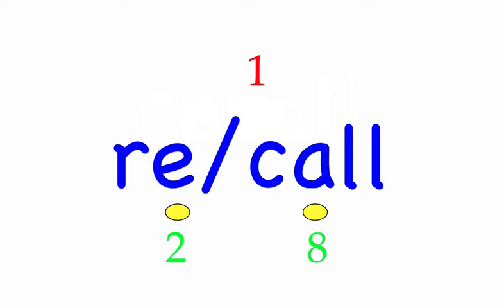Recall. A in this word is representing its extra sound. When A comes at the end of a syllable or at the end of the word and is followed by L, it will oftentimes represent its extra sound, which is aw.